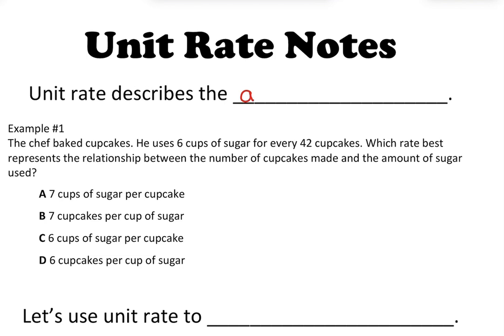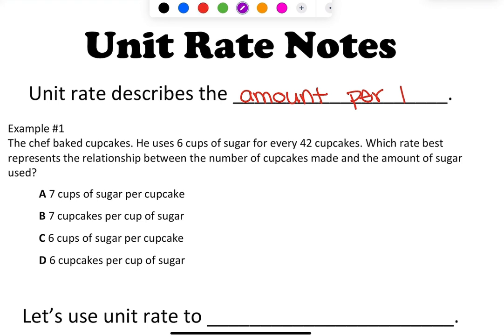It is the amount per one of something, okay? And the most important part of this that I need you to understand is that we have to pay attention to the order. So order matters. And the order I'm talking about is going to be the order of the words. And those words are going to come from our question statement. So we're going to put a question mark there.